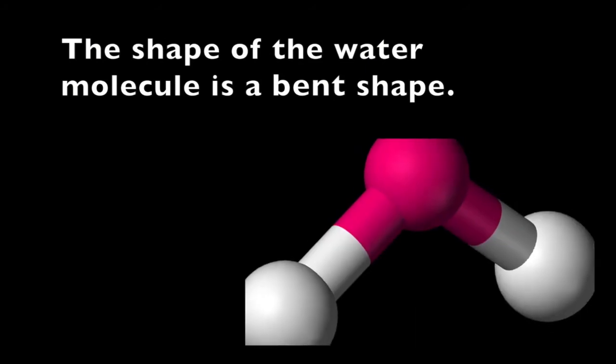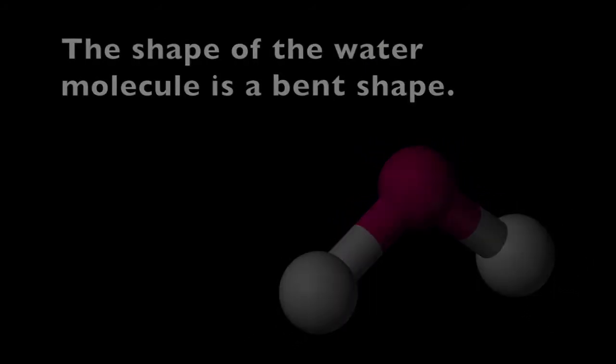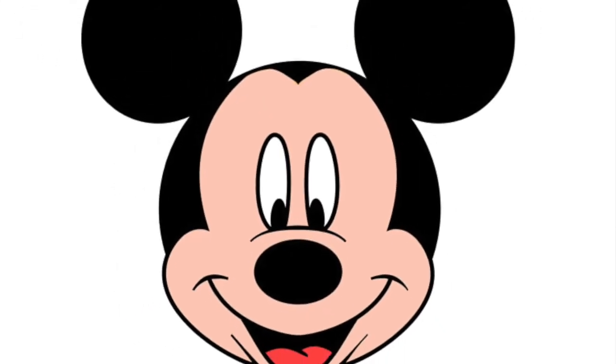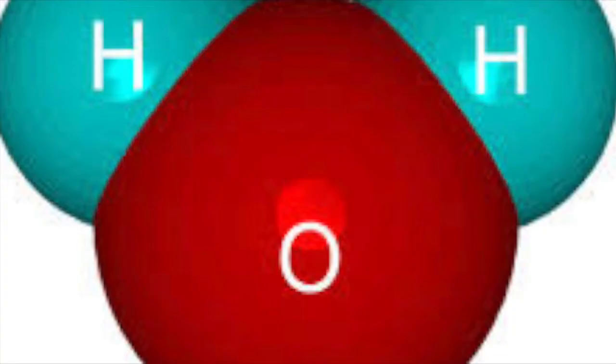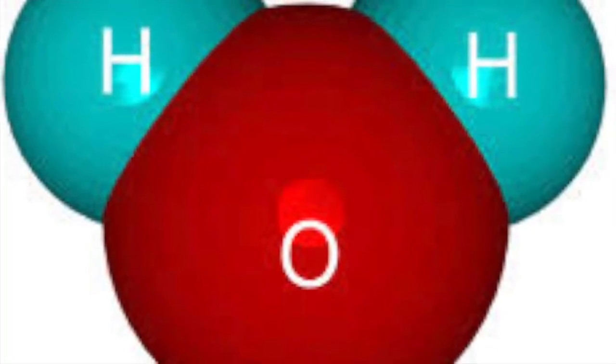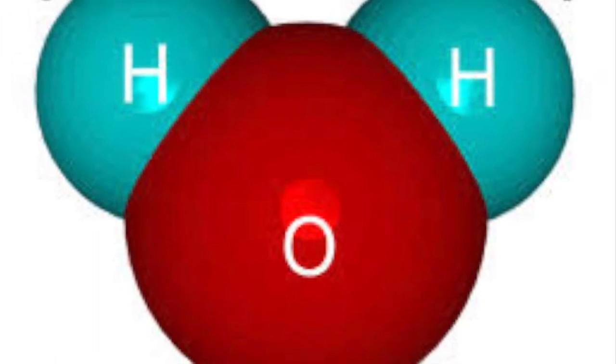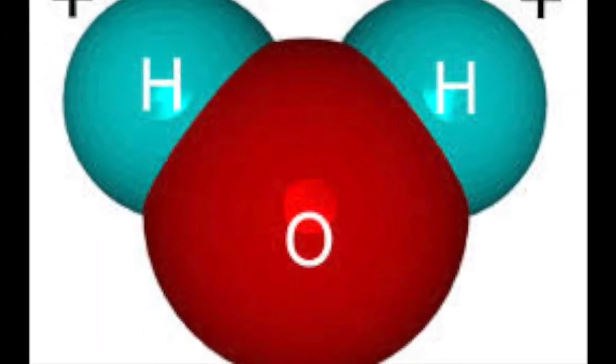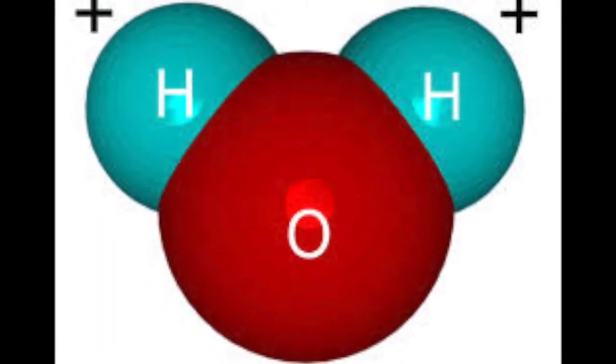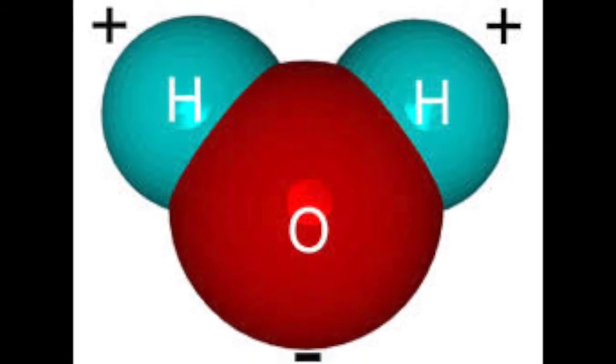The shape of the water molecule is a bent shape. Water is also known as having Mickey Mouse shaped molecules. This shape is created by two hydrogen atoms connected to one larger oxygen atom. The head, which is the largest part, would be the oxygen atom, while the other two hydrogen atoms would be the ears.